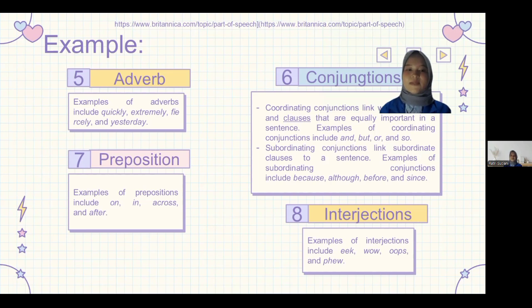Number 7 is preposition. Examples of prepositions are on, in, across, and after. Number 8 is the last, interjection. Examples of interjections are wow and oops. For example, wow, you are so pretty, or oh my god, you look so beautiful tonight.